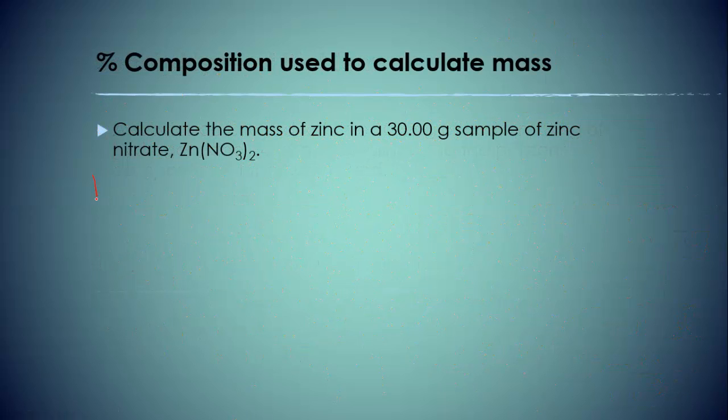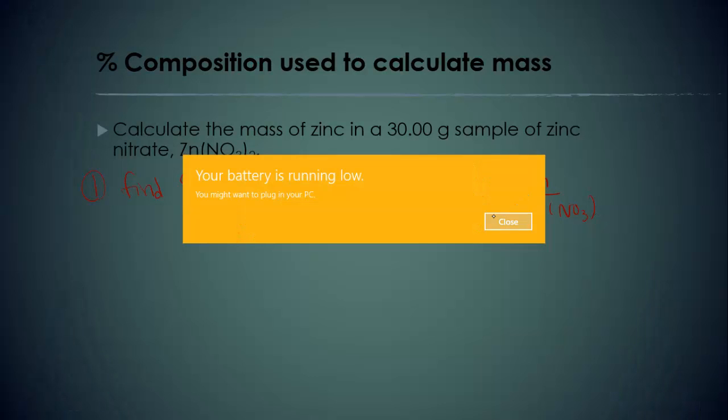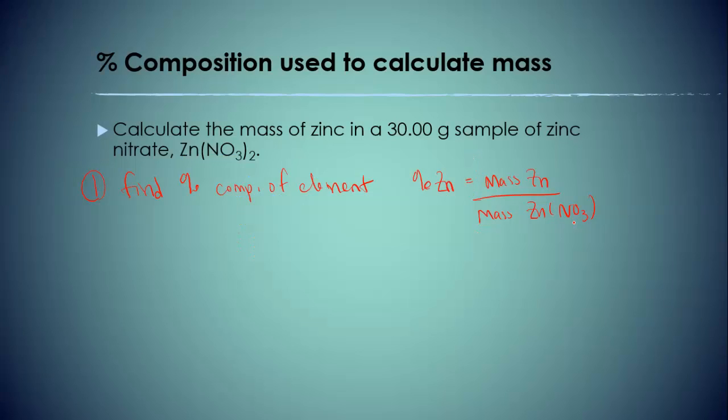Well, here's our first step. The first step is going to be this. You need to find the percent composition of the element that it's for. So you need to find the percent zinc. To do that, it will be the mass of zinc over the mass of that whole compound, the Zn(NO3)2. Oops. I thought my computer was plugged in, so apparently I'm having issues there. So it is going to be that percentage.